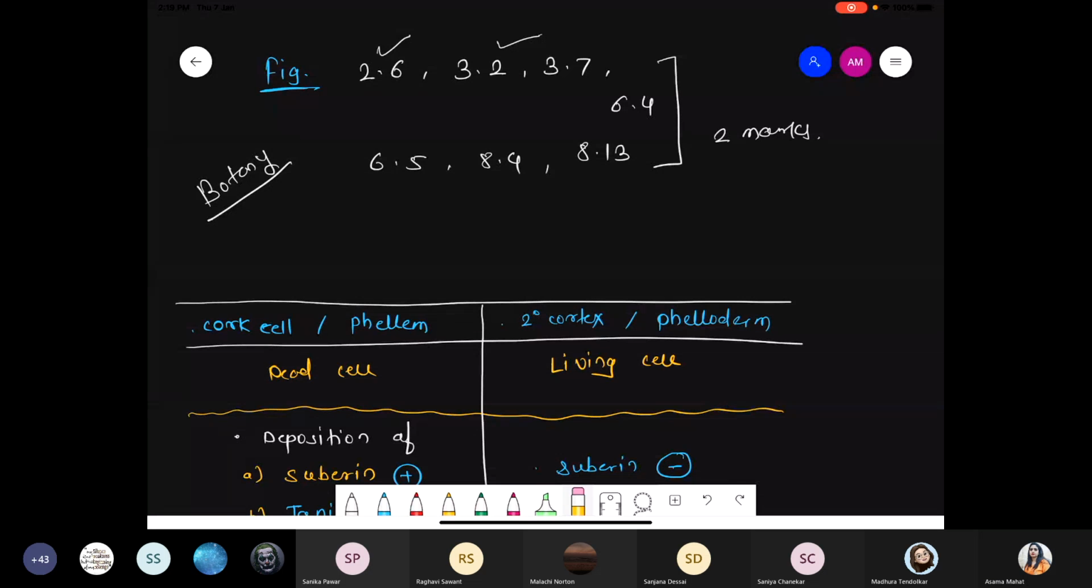Okay? So these are the parts for your botany diagrams. 2.6 means biological classification chapter, 3.2 and 3.7 are from the plant kingdom chapter. Now 6.4 and 6.5 are for anatomy, and 8.4 and 8.13 are from the chapter on the cell. Okay, clear? Clear?